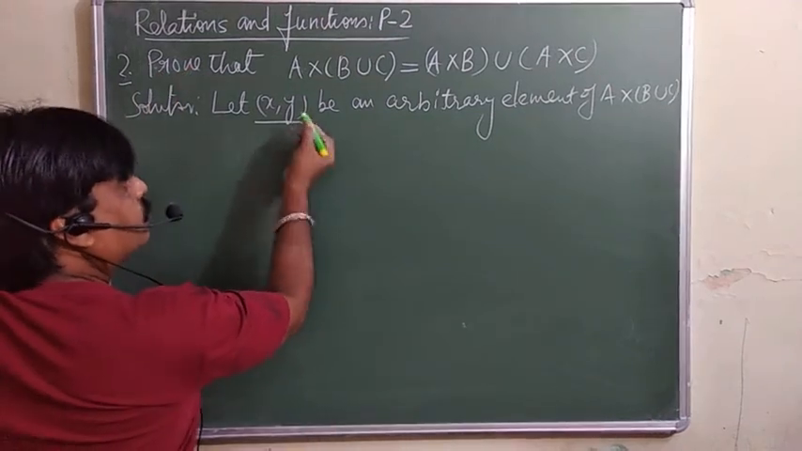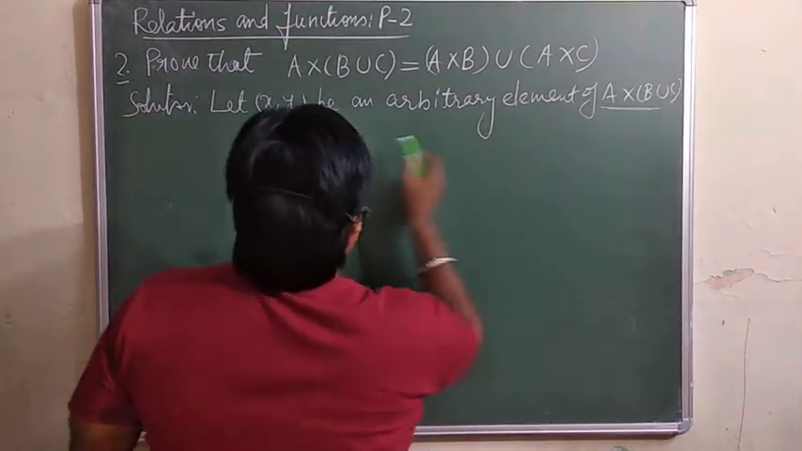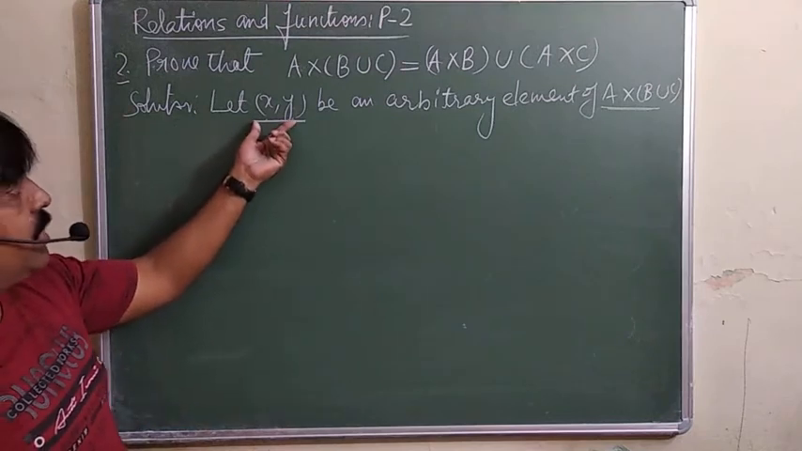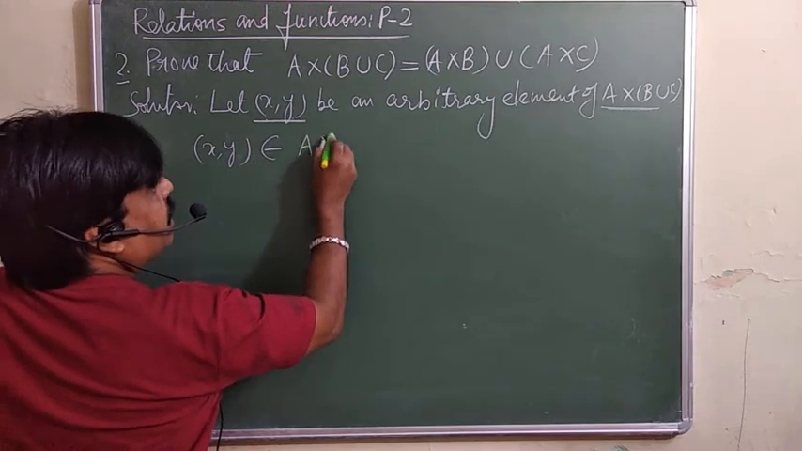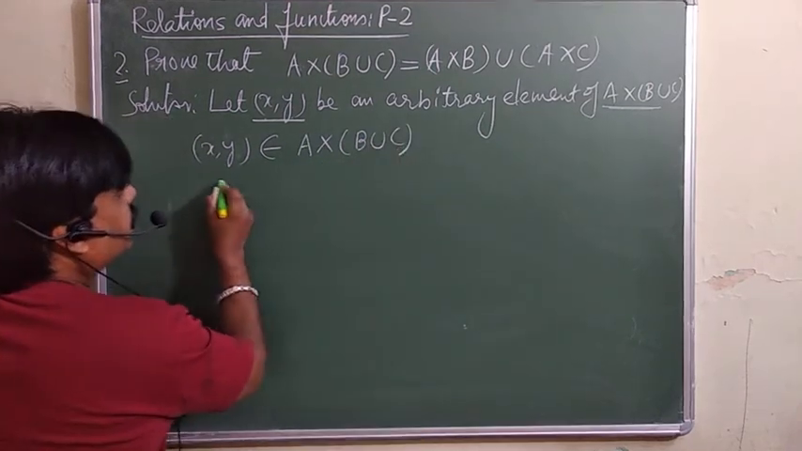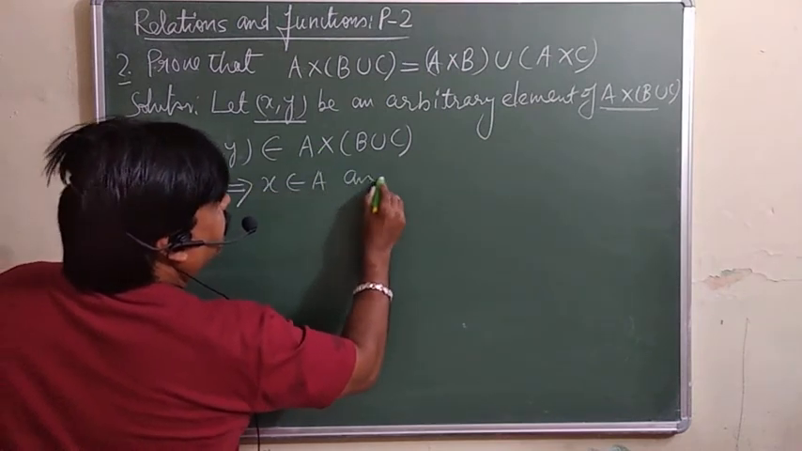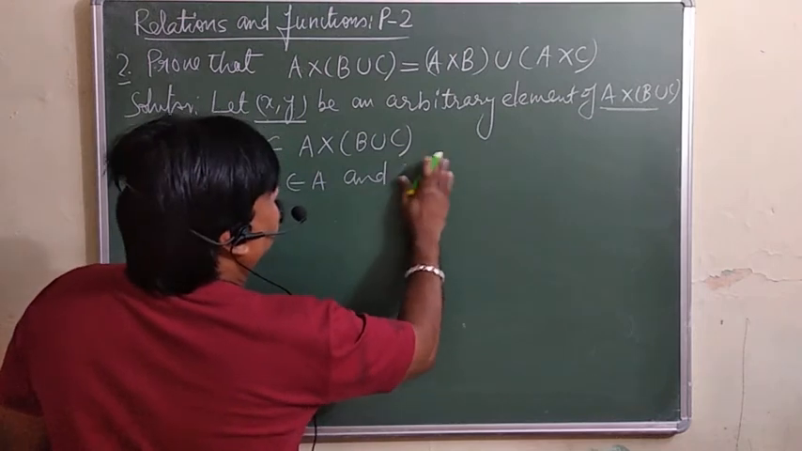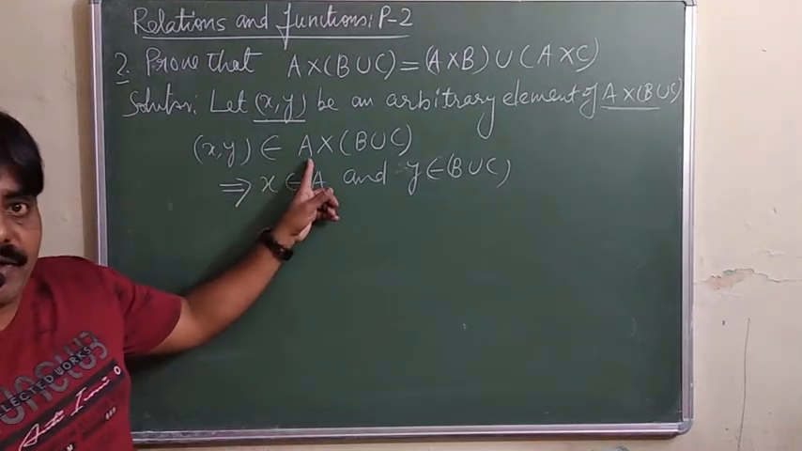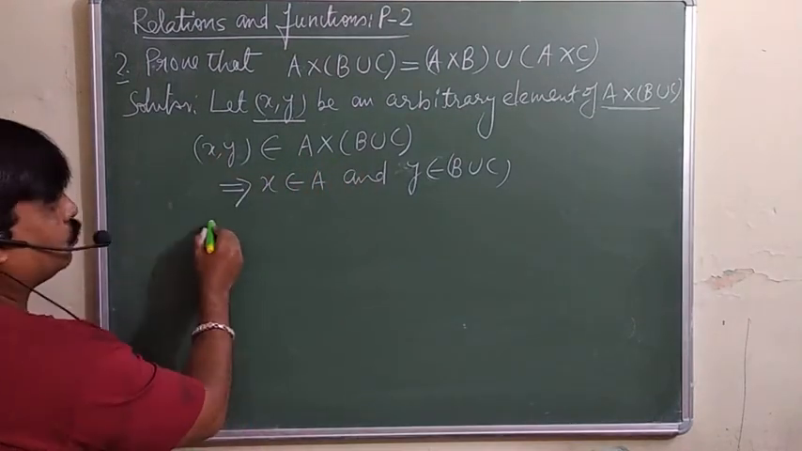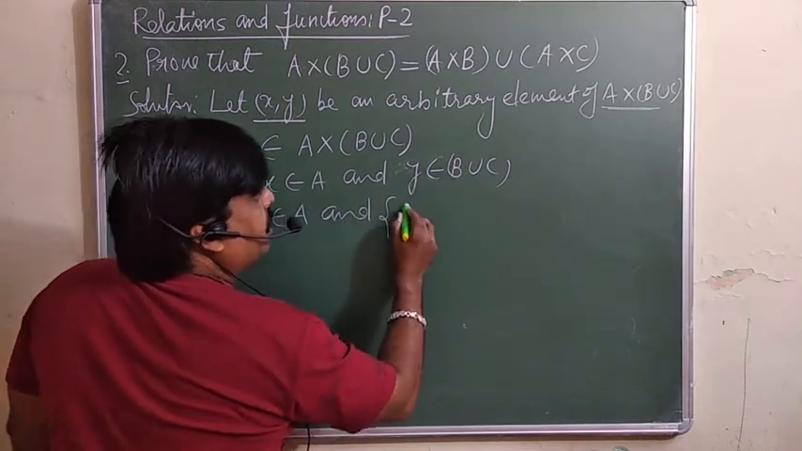So you can assume (x, y) is an arbitrary element which belongs to this one. Even though it is an ordered pair, it is working as an element. So it means (x, y) belongs to A cross B union C. It means the first element will be from A: x belongs to A, and y belongs to B union C, because the first element will be from A and the second from B union C.